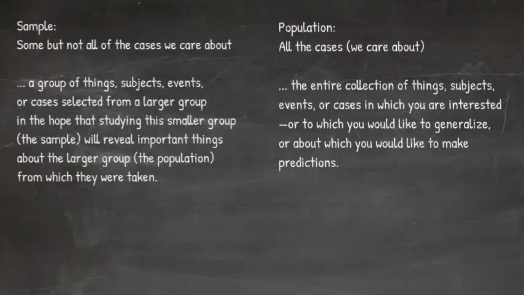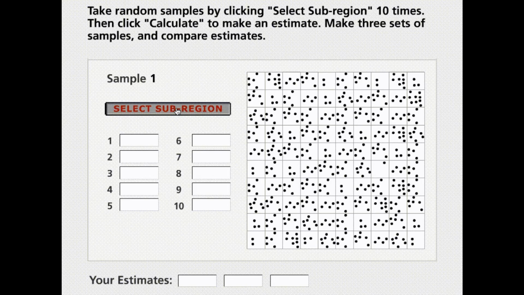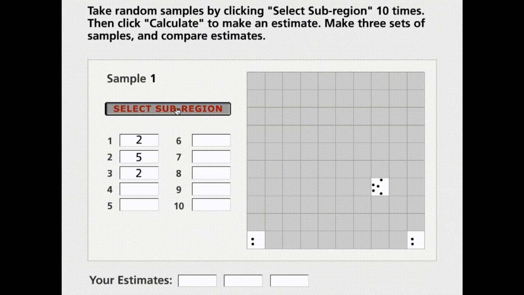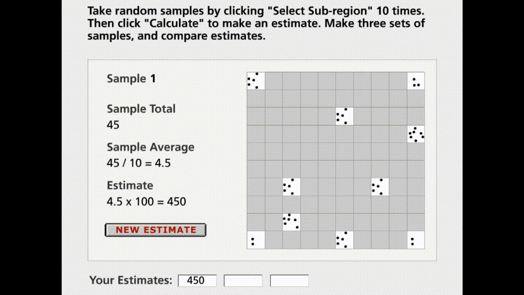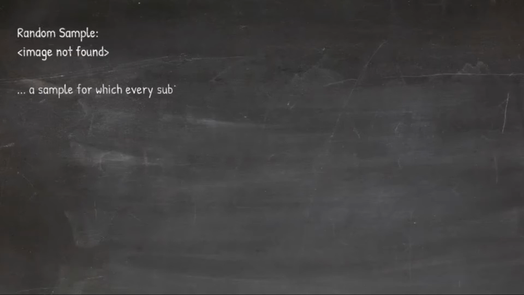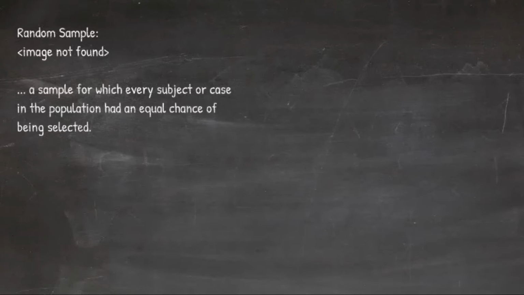Anyway, let's assume our data are a sample. Ideally, they would be a random sample: a sample for which every subject or case in the population had an equal chance of being selected. Let's hear that definition again. A sample for which every thing, subject, event, or case in the population has an identical chance of being selected.